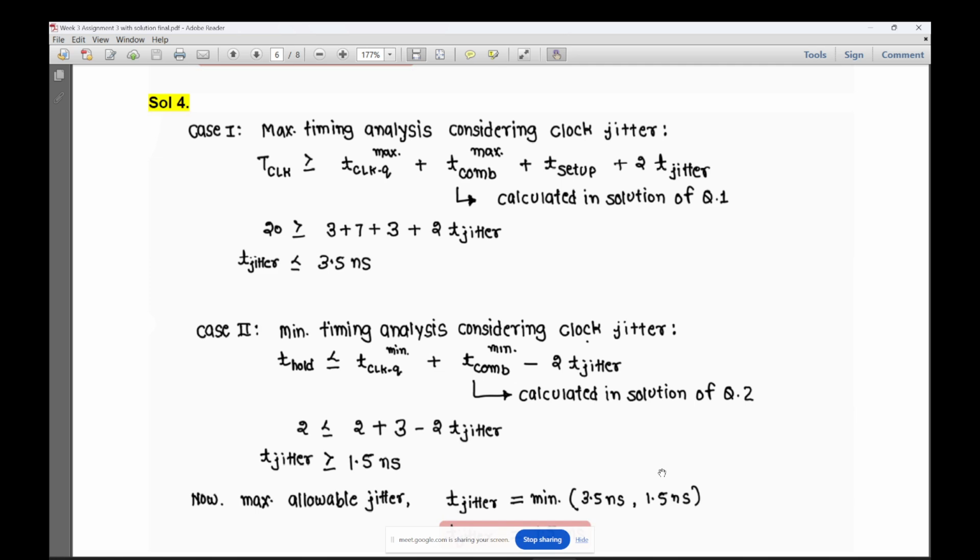So the question is related to, actually, some students consider only one case, so they are getting 3.5 as the answer. That's why they are asking. But we have to consider both cases, and we have to consider the minimum out of the two cases. Okay, two jitter. That's one. The question is related to two jitter. Why is it two jitter? That is the question.